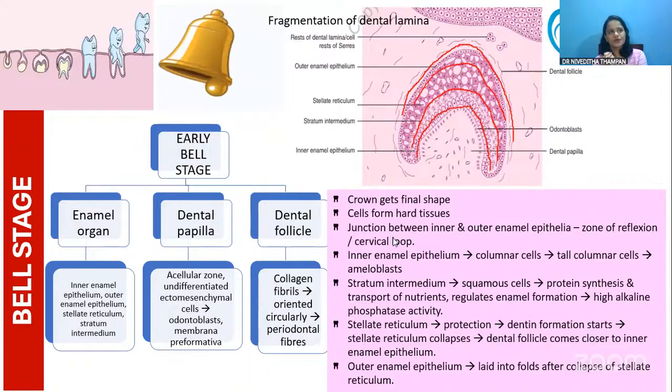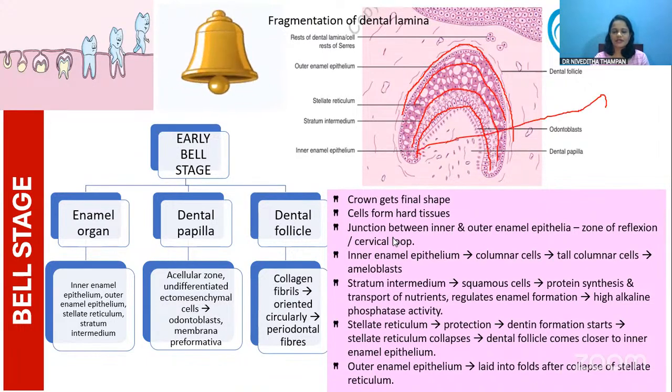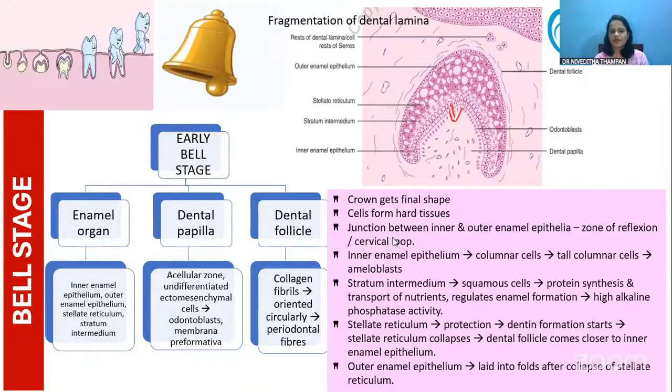So how is the tooth formation happening? These inner enamel epithelial cells, which are tall columnar in nature, send signals to the dental papilla. When they send signals to the dental papilla, the peripheral cells present in the dental papilla get differentiated. Differentiated means they get more mature and start acting for a particular function. That's called differentiation.